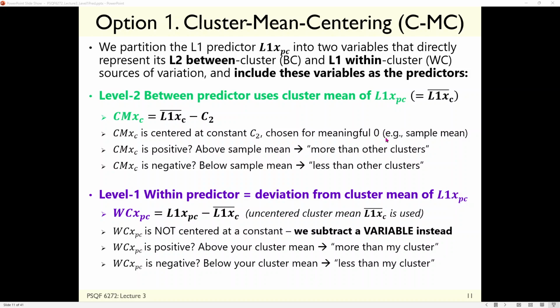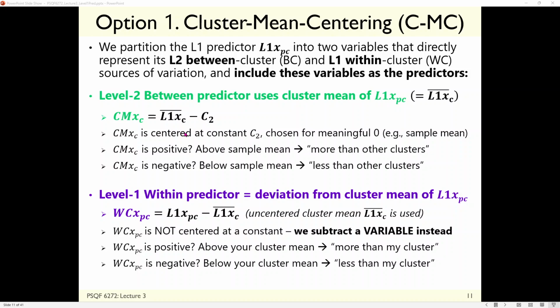But here's cluster mean centering. You are literally carving up your level 1 predictor into 2 boxes to represent its level 2 part and its level 1 part. That's what we're doing. 2 boxes, observed variables. So first things first, I take my data set and I ask the software to compute the mean across rows for all the people from my cluster. And I save that cluster mean as a new column to my data set.